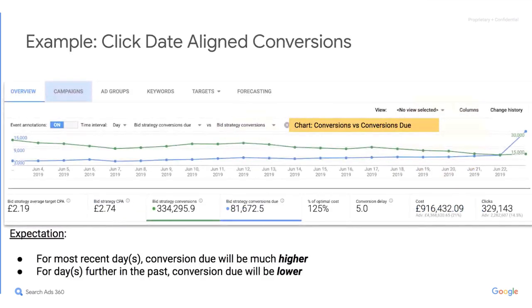In the UI, it'll look something like this. If you see the green line, that's the bid strategy conversions, and if you see the blue line, which is 81,672.5, these are the bid strategy conversions due. And you'll see in the end, around June 22nd, the conversions due shoots up, and that's expected behavior because all that is an estimation of the conversions that will come in, and over time it will keep going down, and the bid strategy conversions will keep on increasing.